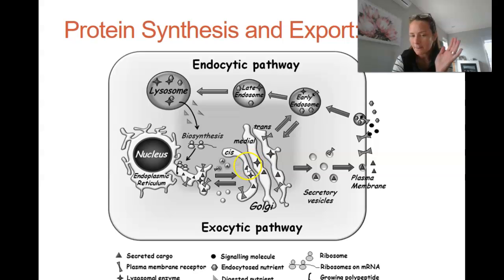Another membrane-bound little organelle will bud off there and form into the next one and the next one. And the way we summarize what's happening in the Golgi to our protein is that it's being further processed and tagged for secretion. So further modification of proteins occurs in the Golgi apparatus.